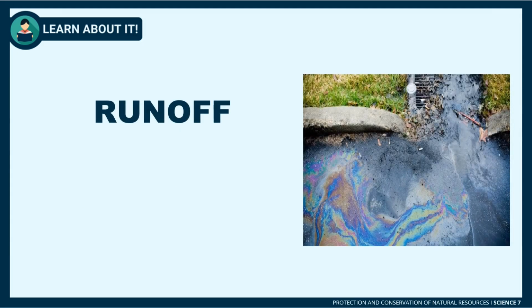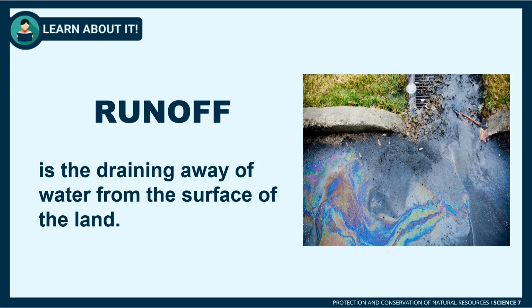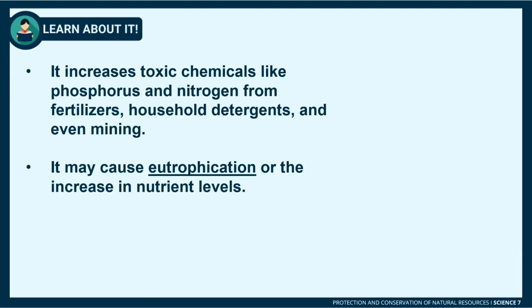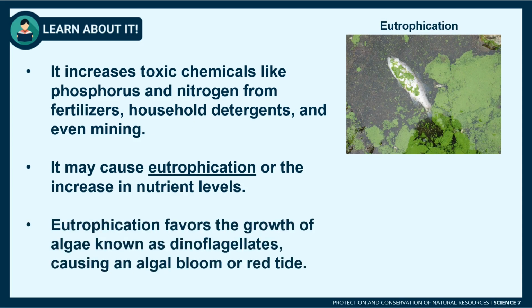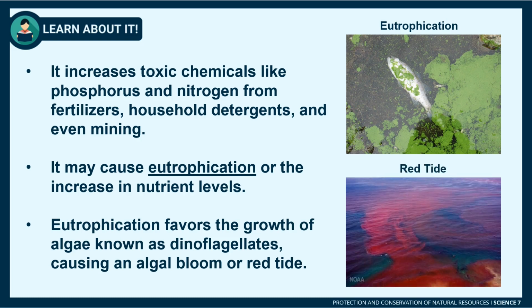Last is runoff. It is the draining of water from the surface of the land. Runoff increases toxic chemicals like phosphorus and nitrogen common to fertilizers and household detergents. This could lead to the increase of nutrient levels, a phenomenon called eutrophication. Eutrophication favors the growth of algae known as dinoflagellates, causing an algal bloom or red tide. Red tide kills a lot of fish because of toxic substances released by dinoflagellates or because of oxygen depletion.